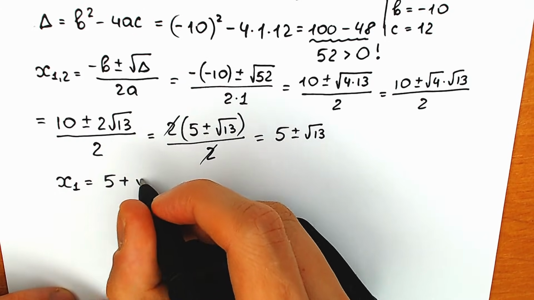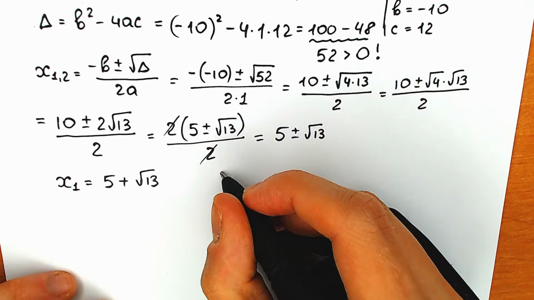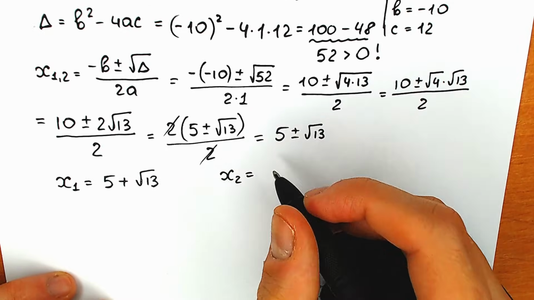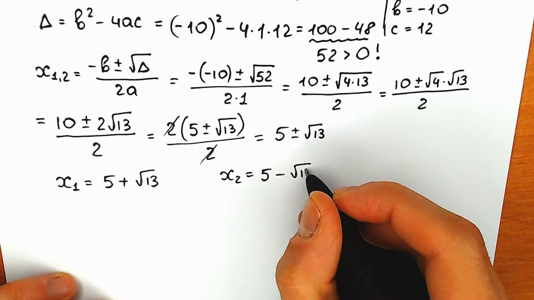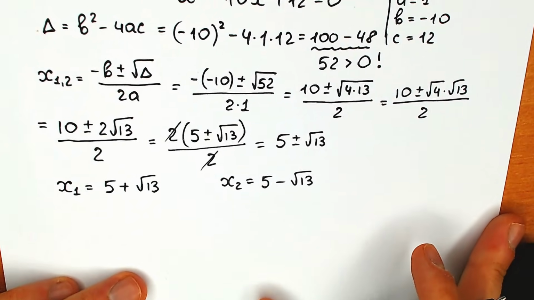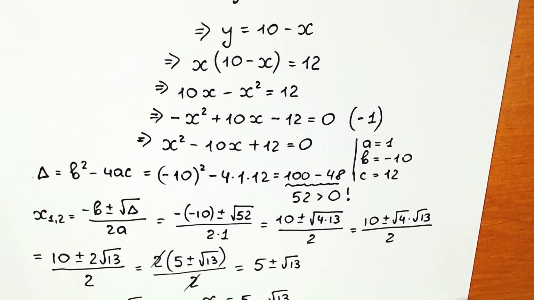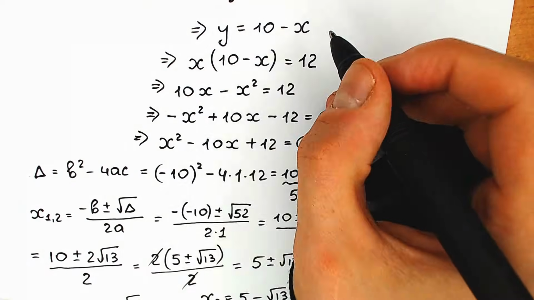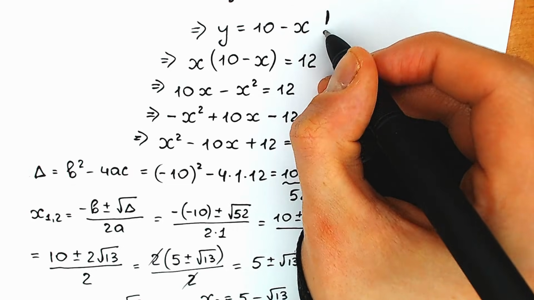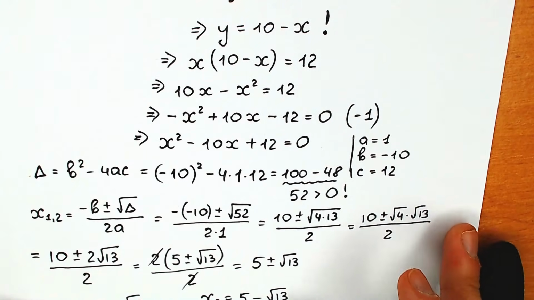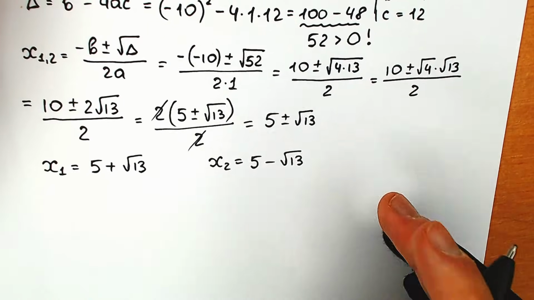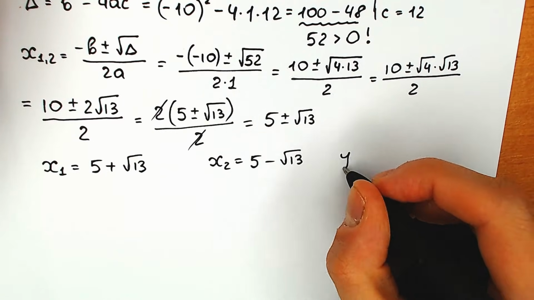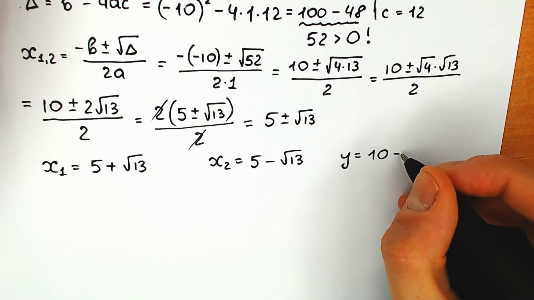5 plus square root of 13, and the second one, x second, equal to 5 minus square root of 13. And right now we need to go back to the beginning. So where do we have our really important equation? This one, y equal to 10 minus x, an extremely important equation. Let's remember it and write it at this place. So y equal to 10 minus x.